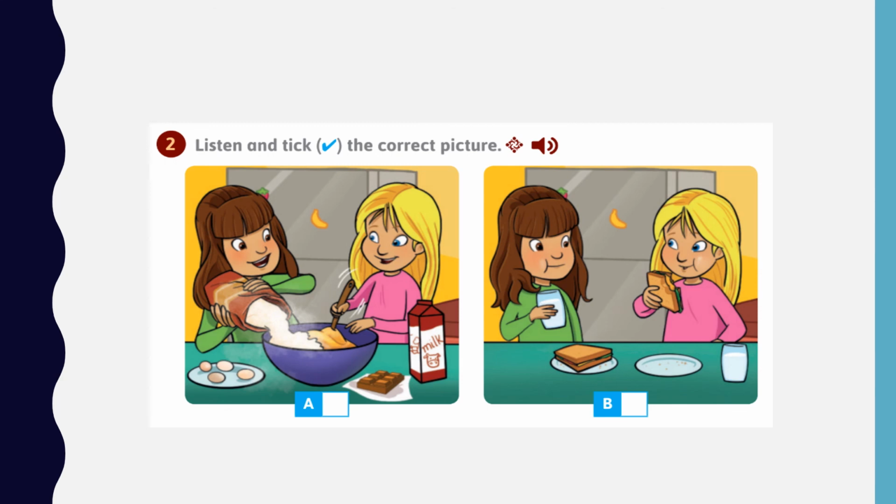Selma and Layla are in the kitchen. They are not making a cake. They are eating sandwiches and also they are drinking milk. They are not talking because they are eating.